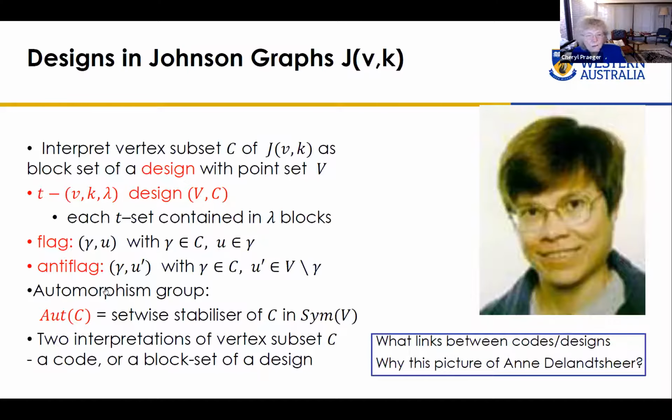And again, we're going to think of the automorphism group. Similarly as before, the automorphism group is going to be the setwise stabilizer of the block set inside of the symmetric group on V. So we've got these 2 interpretations of vertex subsets of Johnson graphs.